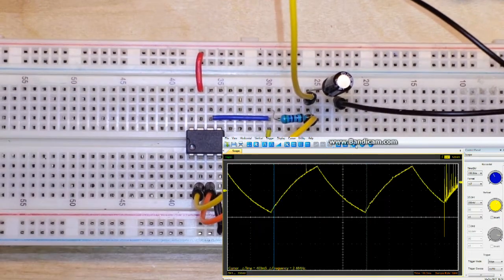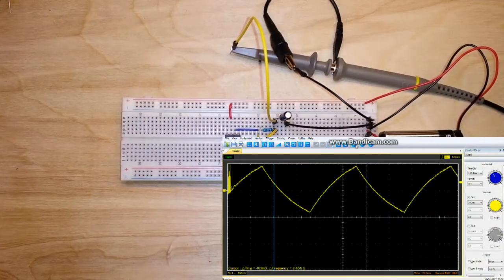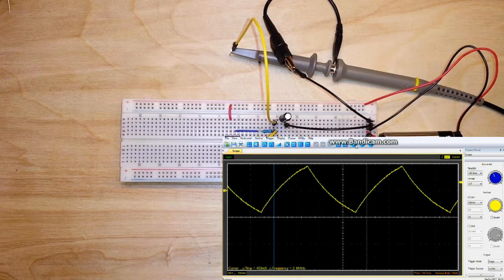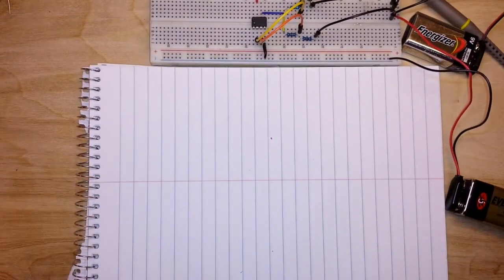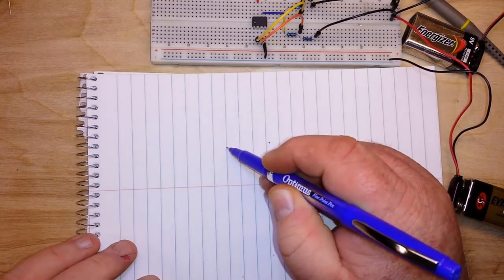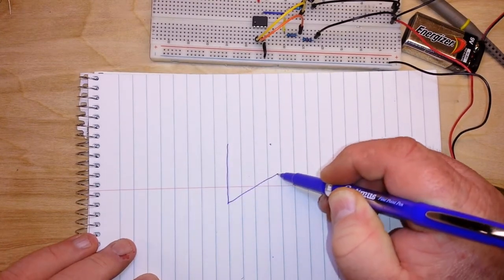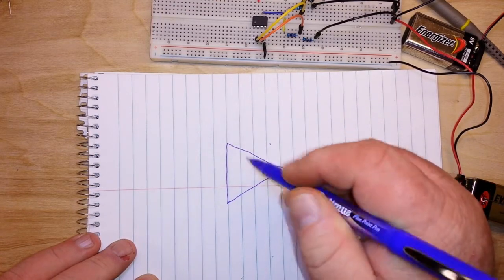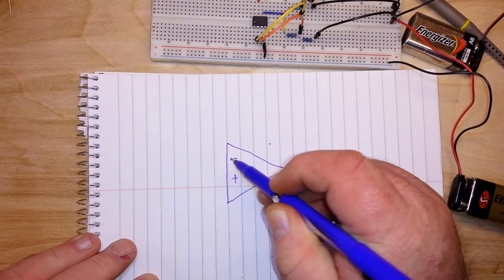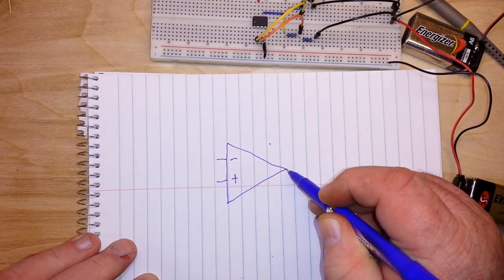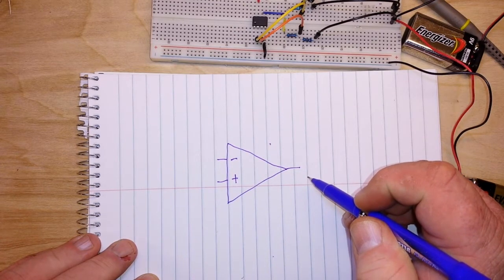So let's take a look at a schematic of this circuit to try and help you guys understand it a little bit better. Where is my pen? Ah, here we are. So, if we have our op amp here, we have our non-inverting input, our inverting input, and then we have our output.